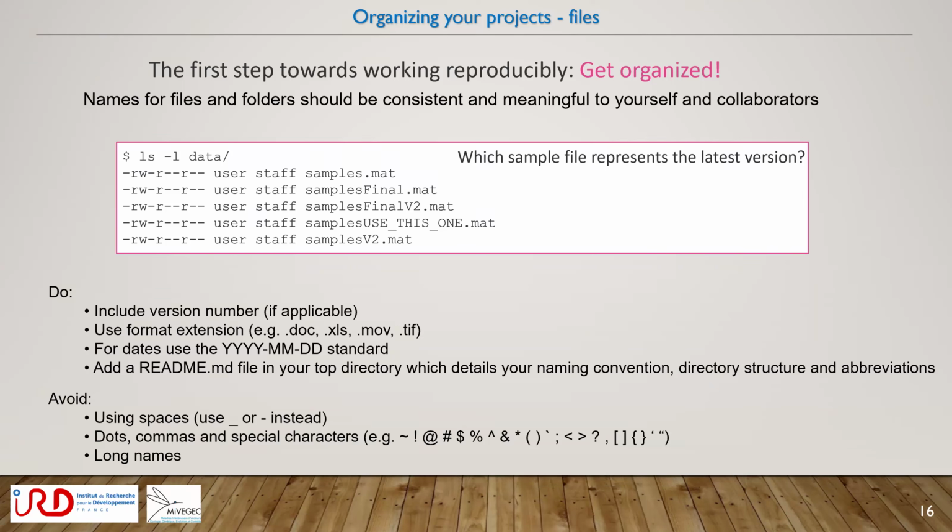So in that example, if you have that on your computer, you should definitely avoid it, because we don't know which file is the last one, what this extension is, what tool I need to use to open this stuff. No, definitely avoid that. So a few tips here. What you should do is include a version, if applicable, and use format extensions that have a meaning.